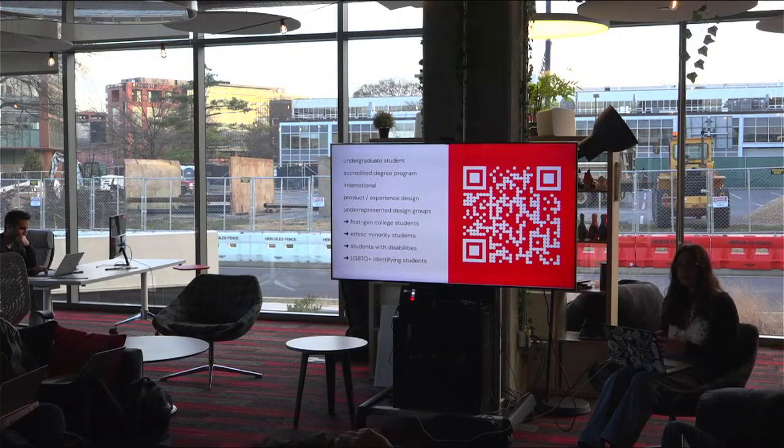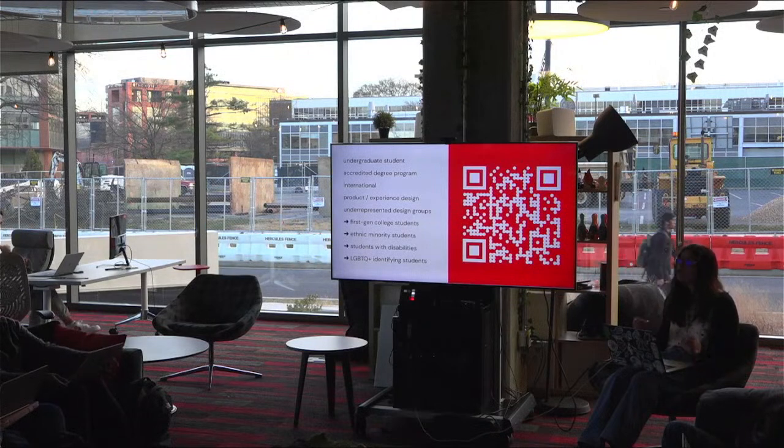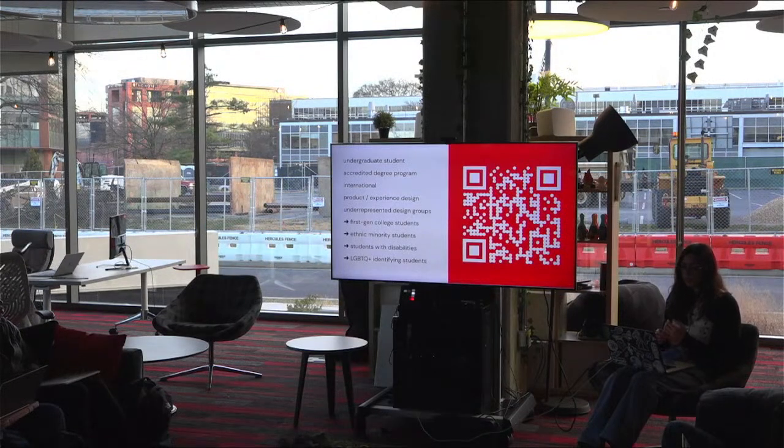It is focused and geared towards those who are pursuing product or experience design. However, I do know scholars who focus on motion design, video design, filmmaking, graphic design. Pretty much, if you can make a good case for how you're using design for social impact, you have a chance of getting it, but it is geared towards product and experience design, and it is focused on underrepresented design groups. So first generation college students, ethnic minority students, students with disabilities, and LGBTQ plus identifying students.